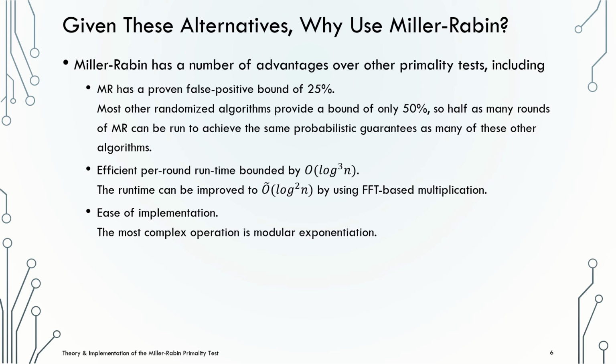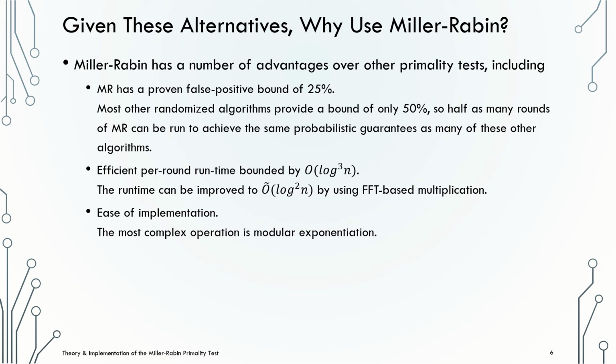One of the most predominant is the false positive bound is proven to be no more than 25%. A lot of the other randomized tests only have a proven bound of 50%, and in fact, Miller-Rabin is oftentimes very much better than 25%. So you can do very few rounds of Miller-Rabin to get the same quality that you could get with many more rounds of these other tests.